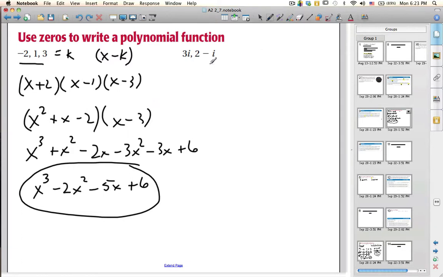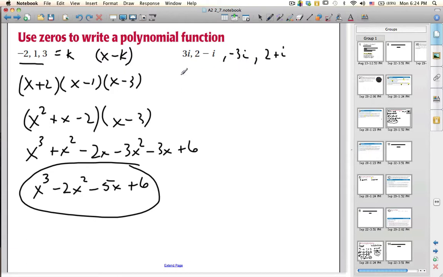Okay, and remembering the information I had on the previous slide, if 3i is a solution, then I know that minus 3i is a solution. And I know that if 2 minus i is a solution, then 2 plus i is also a solution. So that was the point in getting that previous bit of information: my imaginary or irrational solutions come in pairs, so they give me one part of the pair, and I have to put in the other part of the pair.